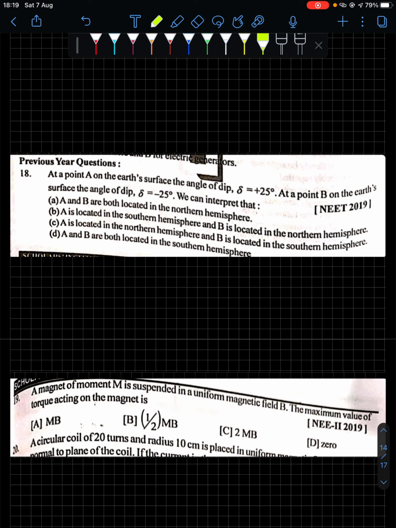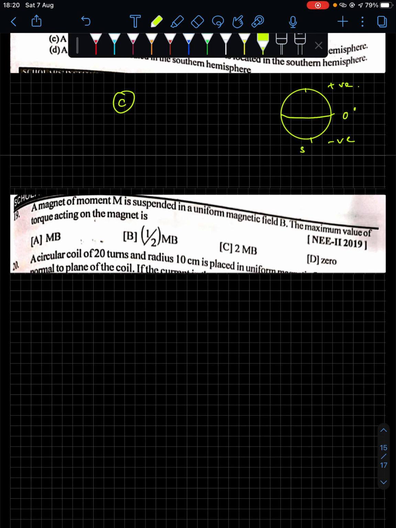Question number 18 next. So we talked about angle of dip. Always remember that the angle of dip value is 90 at the poles and 0 at the equator. Towards the south pole the values are negative, towards the north pole the values are positive. So if it is written delta is plus 25, this will represent north pole, and minus 25 will represent south pole. So your answer is option number C. You can read the question and you will understand that now.